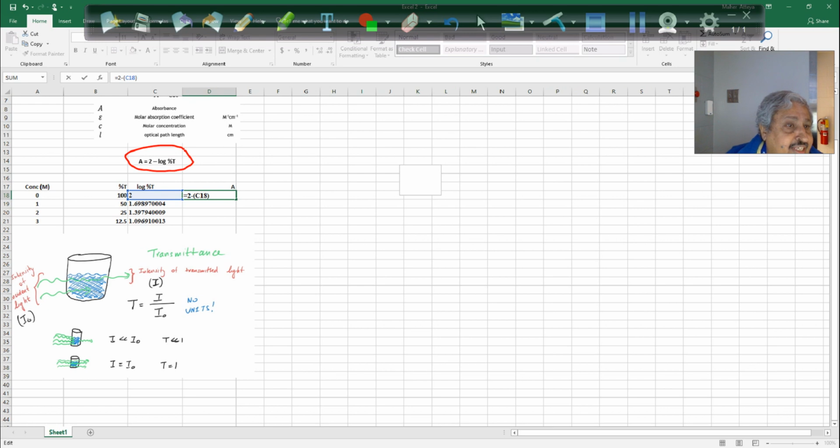So can you see what I did? 2 from the formula here. A is 2 minus log percentage of transmittance, which is this column. And then I hit the green button. If it's okay, we'll take it. If it's not, it will tell me I have an error, and I have to go and readjust the formula. So I'll hit this one here. It came out good.